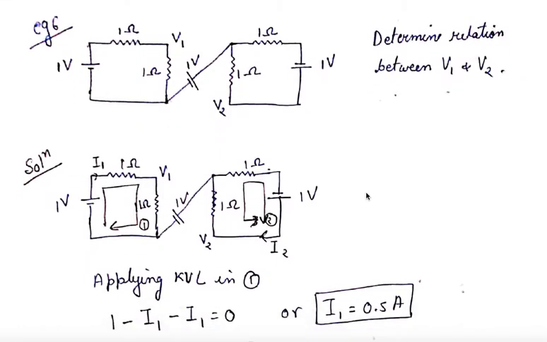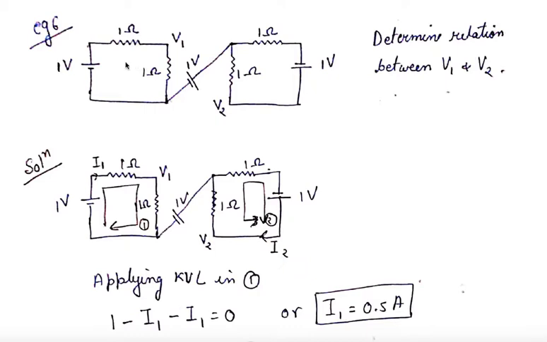It says determine the relation between V1 and V2. So two voltages V1 and V2 are given, and we have to find the relation between them. This is our circuit given. It has 3 voltage sources and 4 resistors. First we will mark the current flowing into these two individual circuits. These are two closed loops and some current will be flowing through them. So first we will find out the value of those currents before finding the relation between V1 and V2.